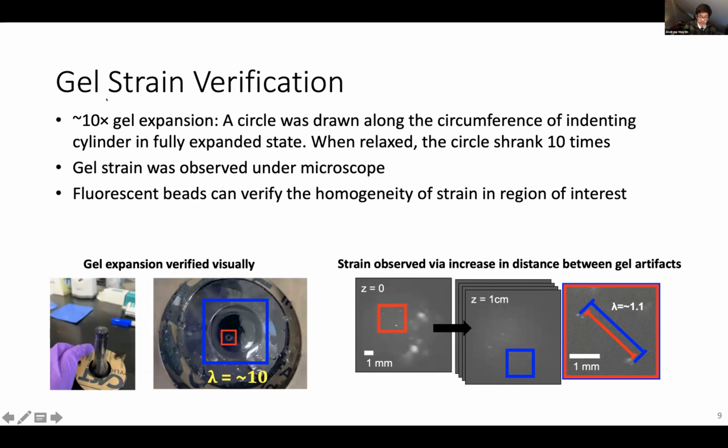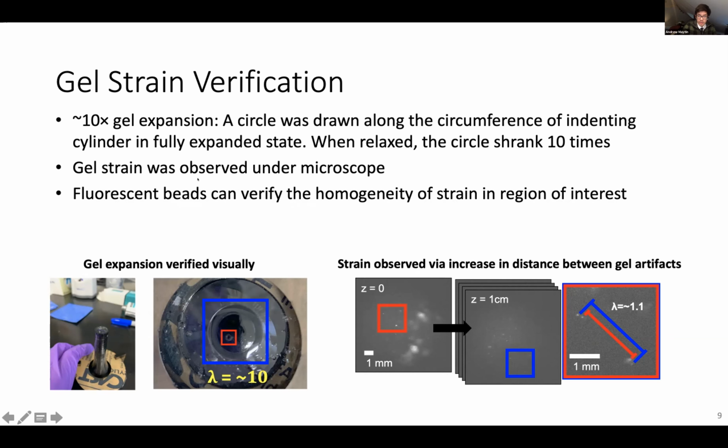Then to verify the gel strain, first what we did is we verified it just visually by drawing along the circumference of the indenting cylinder in the fully expanded state. And when it relaxes, then that circle that was originally about 13 millimeters across shrinks down to about 1 millimeter across, which means that we got about a 10 times expansion.